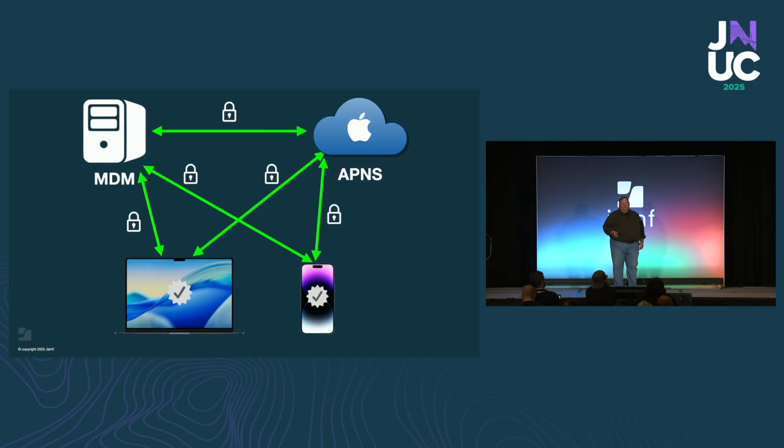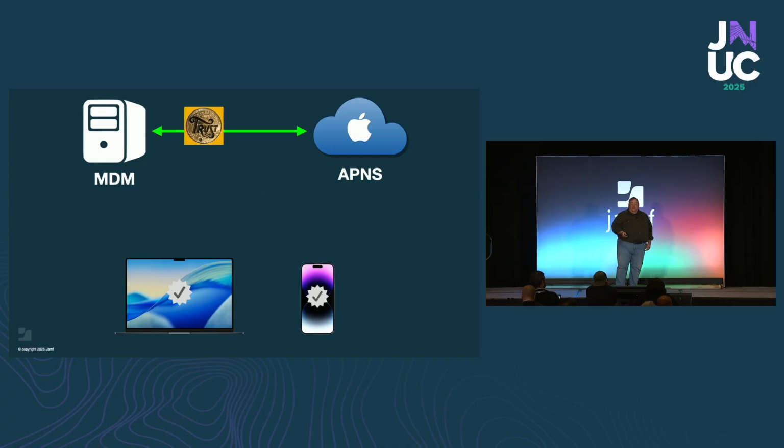So now that everything involved has the right cryptographic trust relationships in place to communicate securely with each other, let's use that to send commands to our managed devices. So first step is the MDM server creating a notification payload using the token and push magic of the device that it wants to send something to.